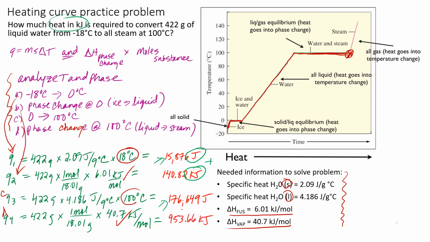Then we're going to add all of these up, because we want the total amount of heat that it takes to raise 422 grams of liquid water from minus 18 degrees centigrade in the ice phase to all steam at 100 degrees centigrade. So this is the answer here. It is 1.29 times 10 to the third kilojoules.